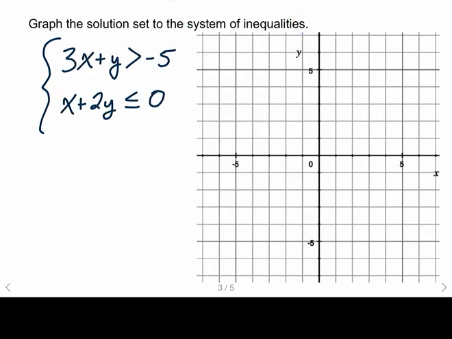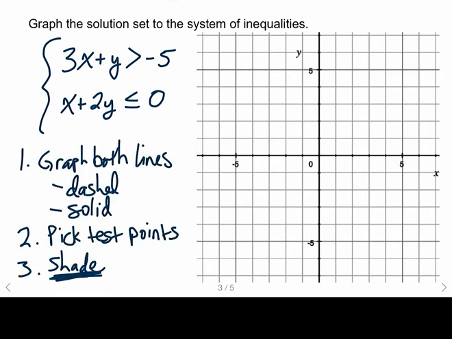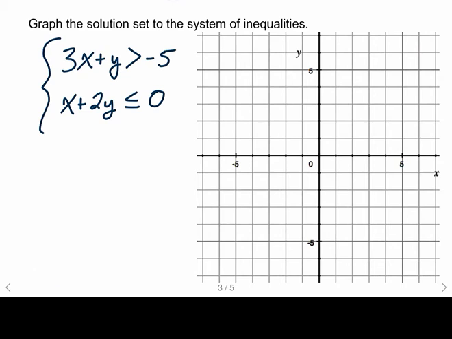That's what we're going to do in our next example as well. Graph the solution set to the system of inequalities. 3x plus y is greater than negative 5. x plus 2y is less than or equal to 0. And as I said, we're going to graph both lines, solid or dashed appropriately, pick test points, and then shade. Don't forget to shade. So I'd like for you to go ahead and do this on your own. Pause the video and then come back.